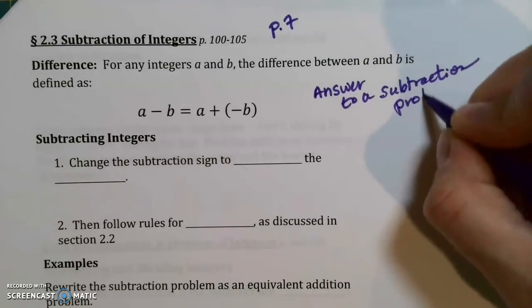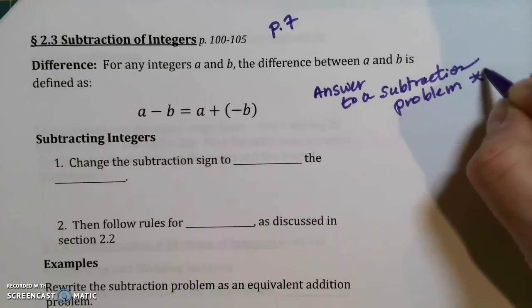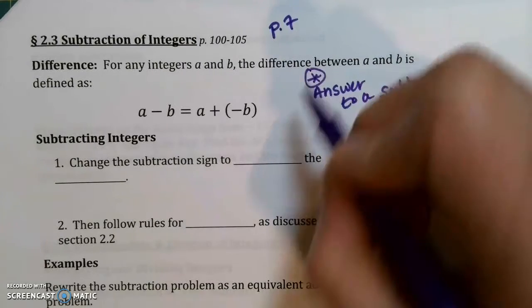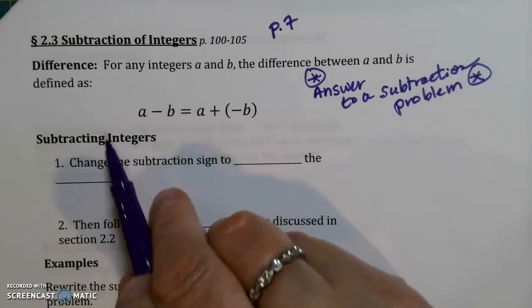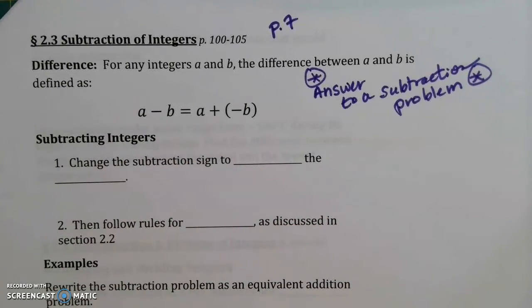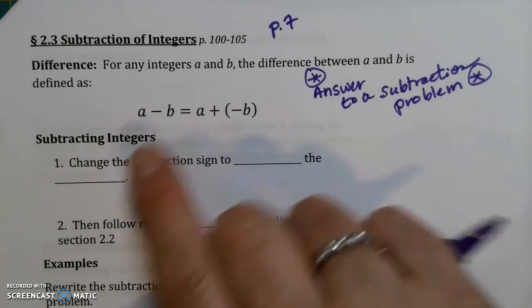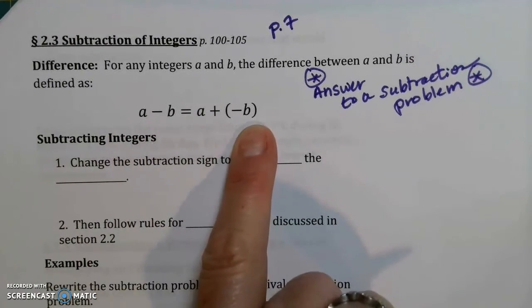And this is a good thing to know. And, you know, that's kind of me hinting that maybe this might be on a test at some point. So know that the answer to a subtraction problem is called a difference. So we actually don't ever end up subtracting. What we do is we change it to adding the opposite. And that is what is shown in the symbols here.